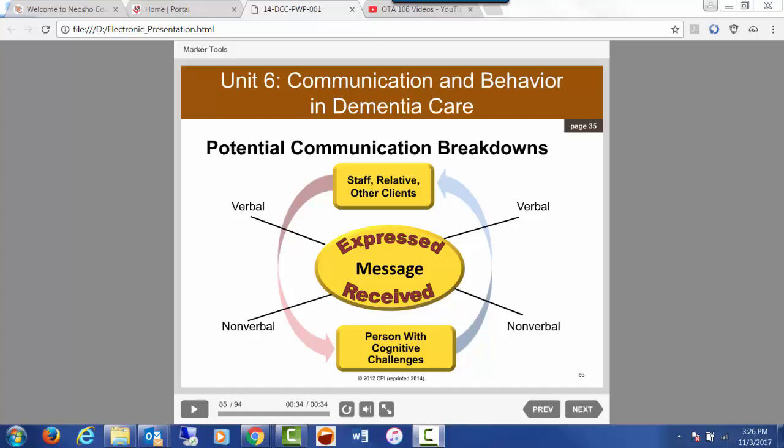Look at our communication loop in this diagram. We have the person with cognitive challenges trying to express their wants and needs to staff, relatives, and other clients. This requires verbal, nonverbal, words, and expressions. The communication loop consists of a sender, a receiver, and a message. Breakdowns in the communication can occur at any point in this loop.